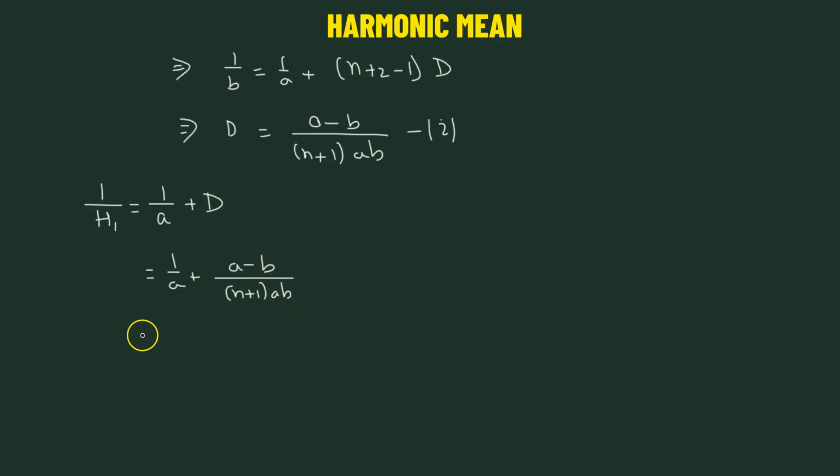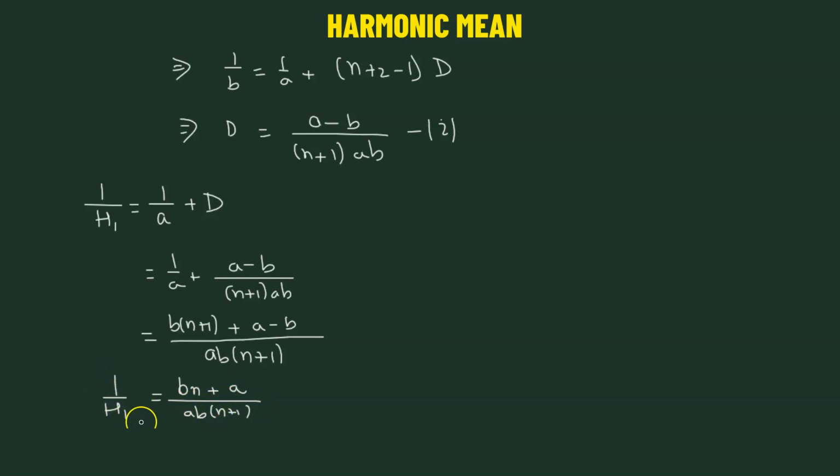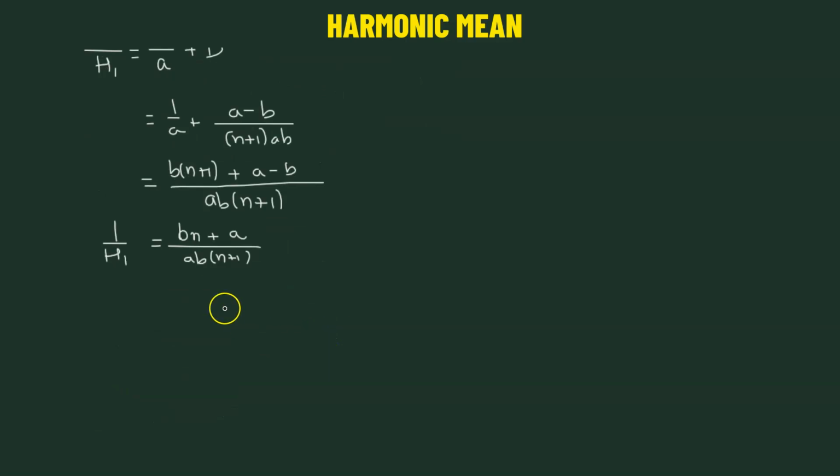Let's combine them. So we have ab multiplied by n plus 1. This is going to be the common denominator, and in the numerator the first term is b times n plus 1 plus a minus b. After simplification, in the numerator we'll be left with bn plus a, divided by ab multiplied by n plus 1. So this is the value of 1 over h1. Now let's take the reciprocal. Our reciprocal gives us h1 equals ab times n plus 1 divided by a plus bn.